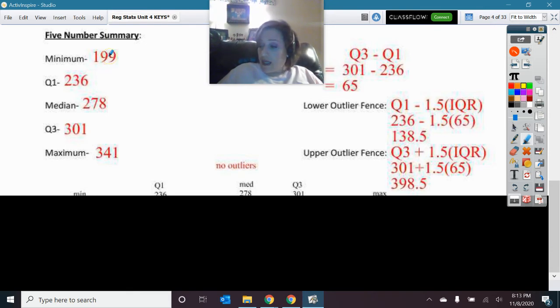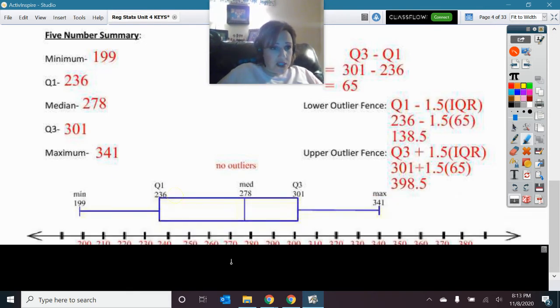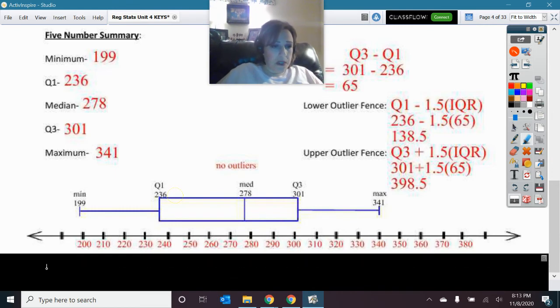Okay, so I'm going to go ahead and take a look at that here. I started at 200, and I probably should have started at 195. It looks like if I go by fives, that will take me past that. So that worked, and that was my scale. Then I put my box on from 236 to 301. And then I get that 278 in the middle for the median.